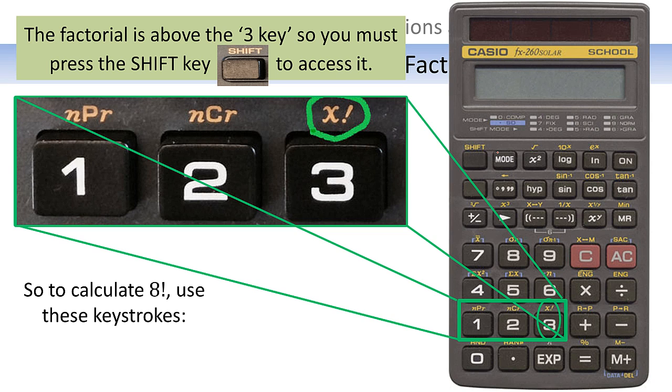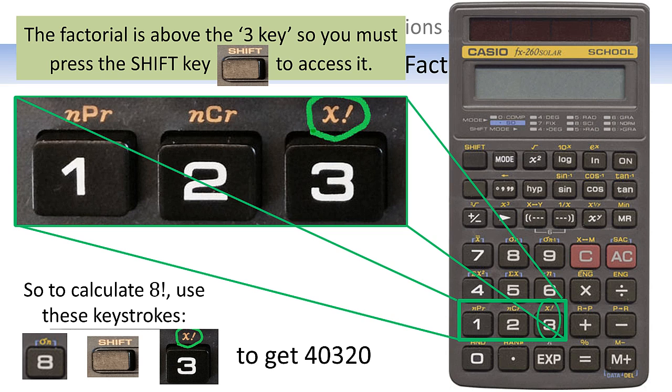So just as an example, if I ask you to calculate 8 factorial, first thing you do is put in 8. Then you want to get to the factorial, so you have to do shift 3. And that will give you the answer as if you had typed in 8 times 7 times 6 times 5 times 4 times 3 times 2 times 1 and hit equal. And you can verify that yourself. In fact, you should be doing that to make sure you get 40,320. So 8 factorial is 40,320.